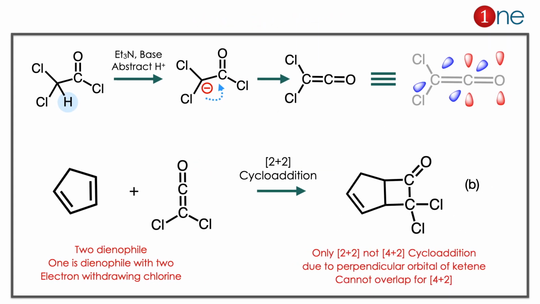Here, the first step, you are using the base. The base removes the proton. You have cumulated diene formation, a kind of allene substitution. Here 2 dienophiles are there. One is the electron-deficient dienophile with the diene group, which is C double bond CCl. So if you fuse it with a 2 plus 2 cycloaddition, you have a 5-member and 4-member fused product. It is a 2 plus 2 cycloaddition, not a 4 plus 2 cycloaddition. This is due to the perpendicular orientation of orbitals there. So if you look at this kind of system, you always think of 2 plus 2 cycloaddition. This is specific for this allene kind of system. So our answer is clearly B there.